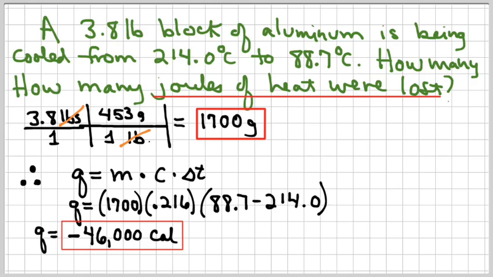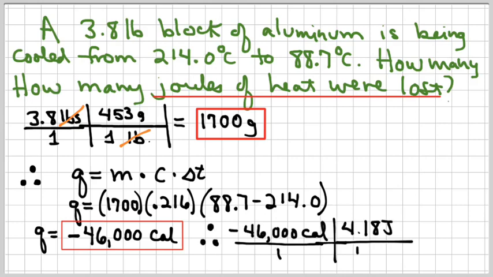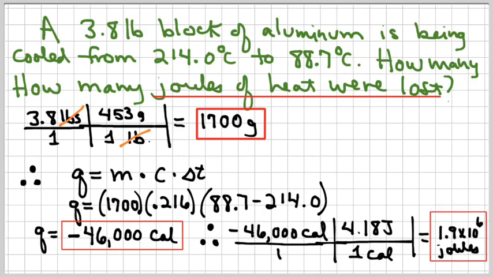Now, I got to check back in the problem, though. They didn't want the answer in calories. It came out in calories because the specific heat was in calories. So therefore, I'm going to have to do one last step, and then I'm going to have to convert calories into joules. I know there's 4.818 joules in a calorie. I multiply the two values, and I end up with a negative 1.9 times 10 to the 6th joules of heat were released in this problem.